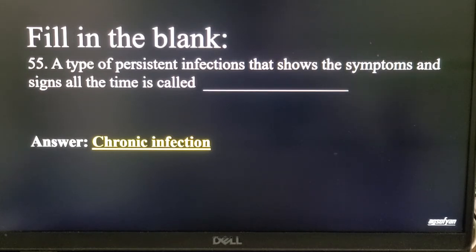For example, their skin color may be yellowish, jaundice, because the hepatitis B virus actually destroys their liver cells, causing jaundice, causing some nausea, causing some discomfort in their body, in their joints, for example. Those are the signs and symptoms present all the time: chronic infection.